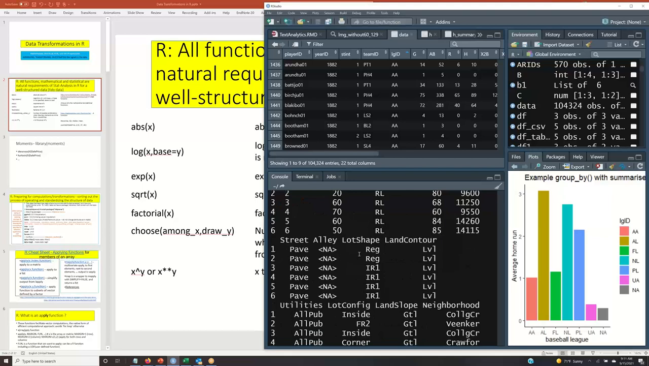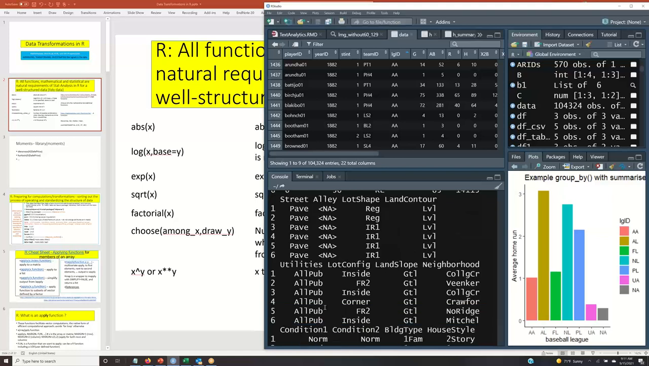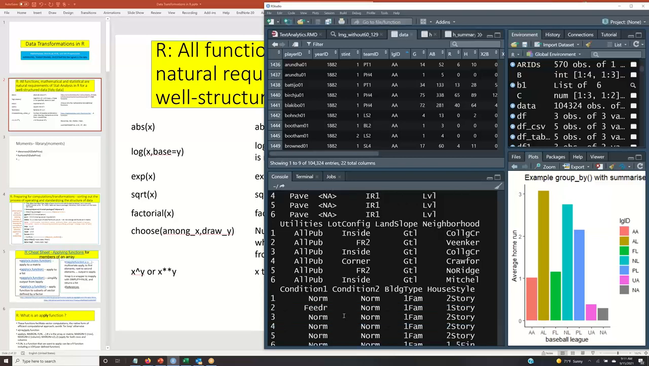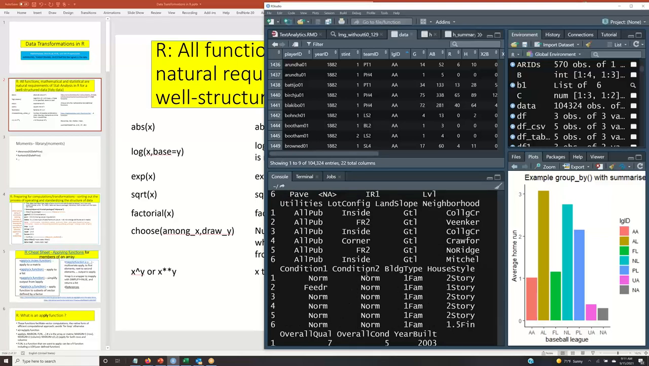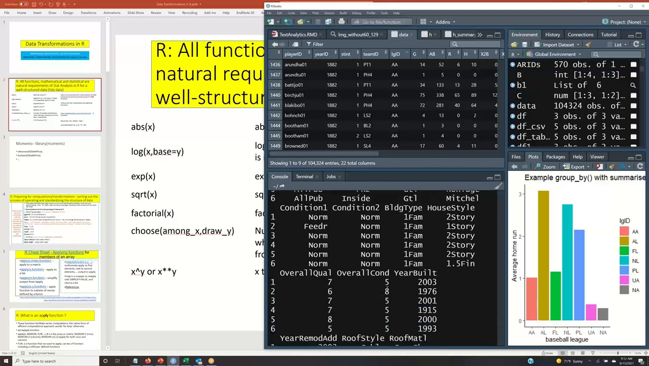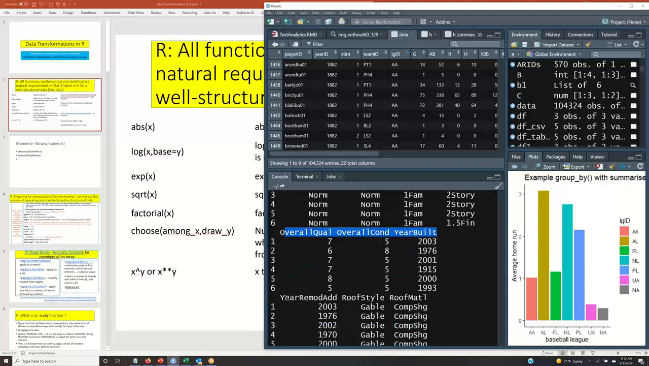Whether the street is paved or not, lot shape is regular or irregular, land contour is leveled or not, utilities are public or private, they may not have public, no utilities at all. Sometimes people use just some basic things. Lot configuration, land slope, neighborhood, area, condition of the land, condition of the house, and then building type, single family, house type, two-story, one-story, and so on. Okay, the year built, overall condition of the house. There is a dictionary that explains these variables. You can see it in the Kaggle competition, or I can share that also.